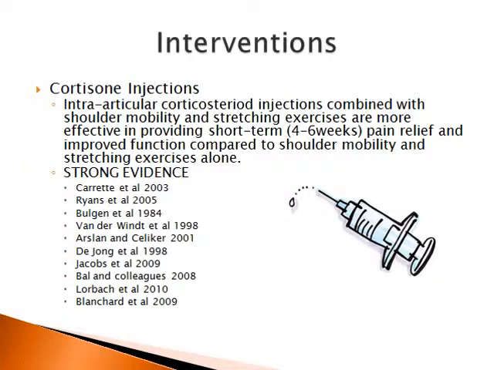Interventions based on the current best evidence is what we will discuss next. The first intervention, although not employed by physical therapists, but was found to have strong evidence behind it in this patient population, is cortisone injections. Intra-articular cortisone injections combined with shoulder mobility and stretching exercises were more effective in providing short-term pain relief and improved function compared to just shoulder mobility and stretching exercises alone. And through several studies, there's been strong evidence to support this.